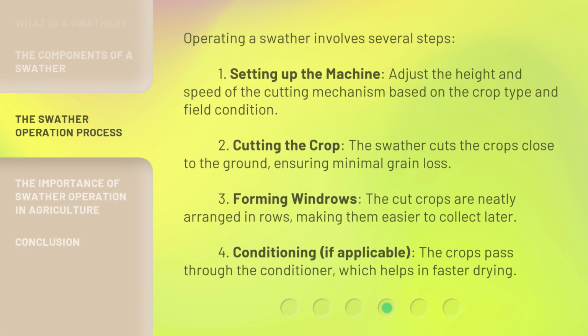Operating a swather involves several steps. 1. Setting up the machine. Adjust the height and speed of the cutting mechanism based on the crop type and field condition. 2. Cutting the crop. The swather cuts the crops close to the ground, ensuring minimal grain loss. 3. Forming windrows. The cut crops are neatly arranged in rows, making them easier to collect later. 4. Conditioning, if applicable. The crops pass through the conditioner, which helps in faster drying.